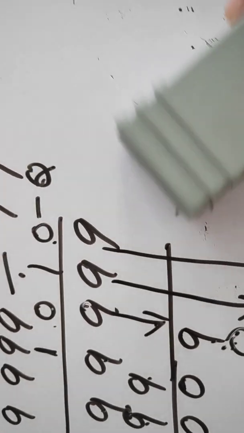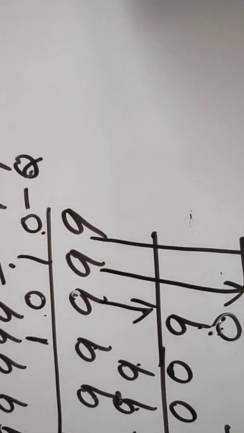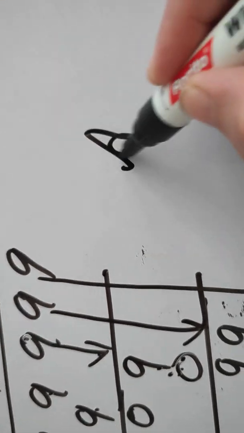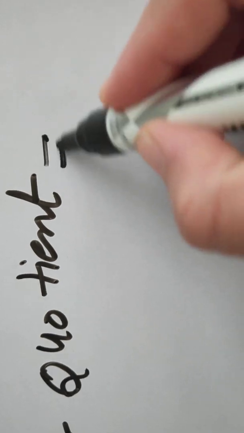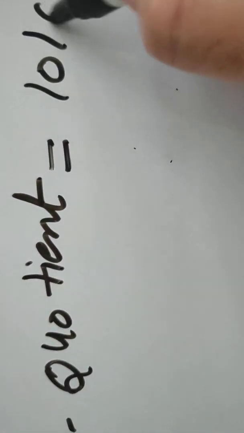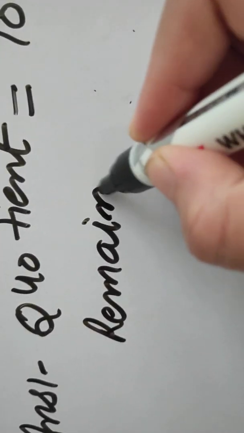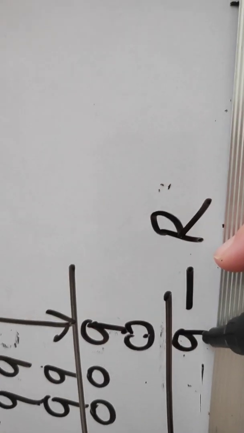So your answer is, divide the greatest 5-digit number by the greatest 2-digit number. You can write the answer: quotient is, when we divide the greatest 5-digit number by the greatest 2-digit number, we get the answer 1010 and the remainder is 9. Remainder here is 9.